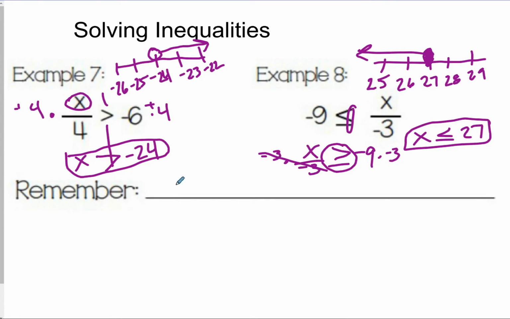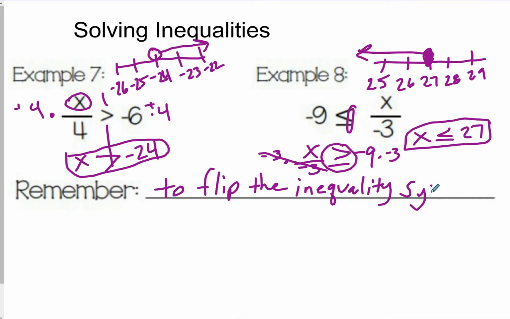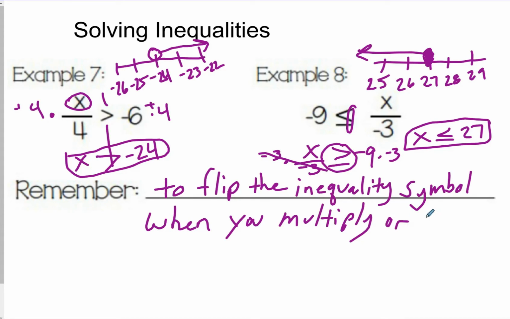You must remember to flip the inequality symbol when you multiply or divide by a negative.